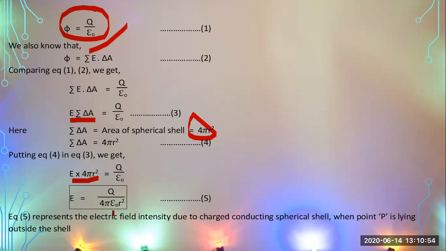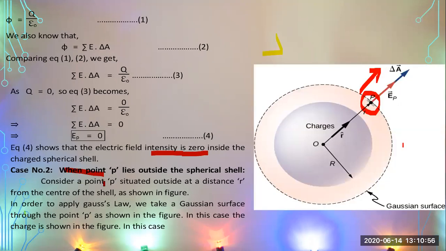Let's see it again. Our task was when point P lies outside the spherical surface. This is considered as a point P situated outside a sphere, at distance r from the center of the shell. This one is basically r, starting from this point and ending at this point. So we take a Gaussian surface through point P.